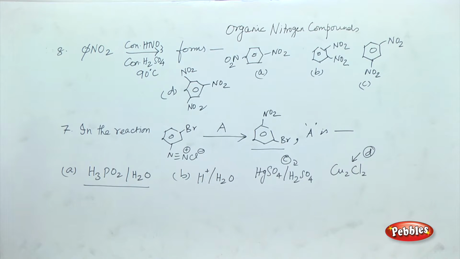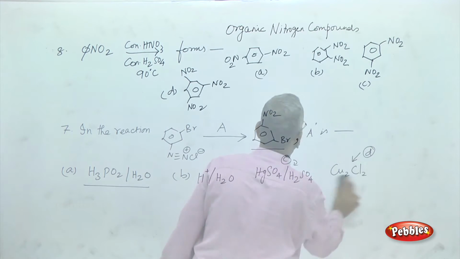So, to repeat the correct question along with the correct answer: in the reaction where meta-bromobenzene diazonium chloride gives meta-nitro-bromobenzene in the presence of a reagent A, the correct reagent A is H3PO2 mixed with water. This finishes the current question and its answer.